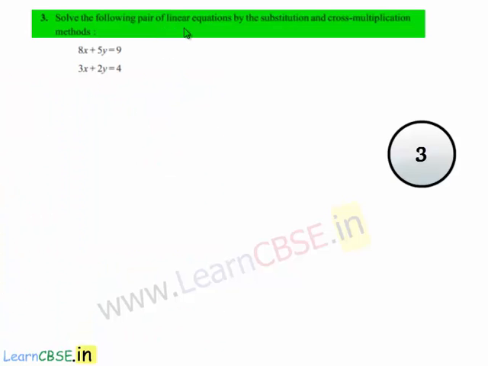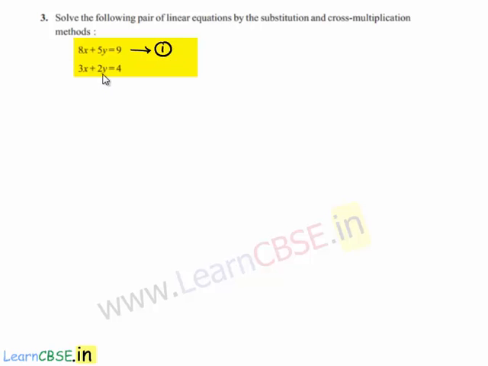Solve the following pair of linear equations by the substitution and cross multiplication methods. The first equation given is 8x plus 5y is equal to 9. Name this equation as equation number 1. And the second equation is 3x plus 2y is equal to 4. Name this equation as equation number 2. So we are asked to solve the linear equations by substitution method and cross multiplication method. So the first one is substitution method.